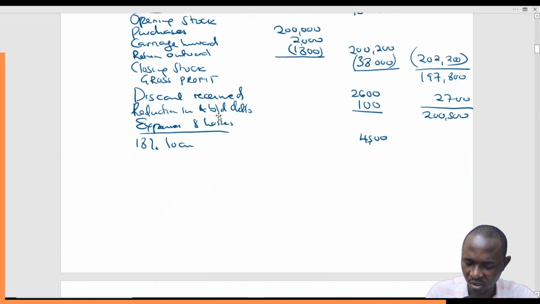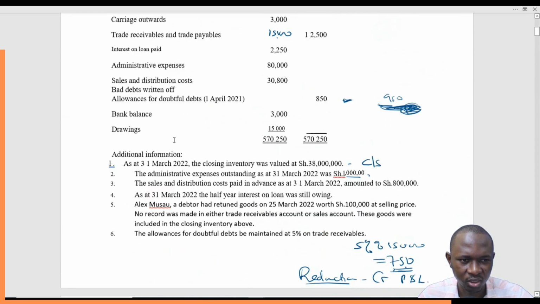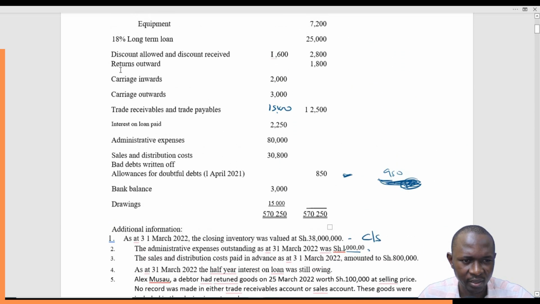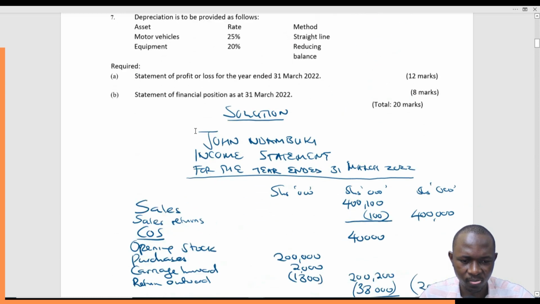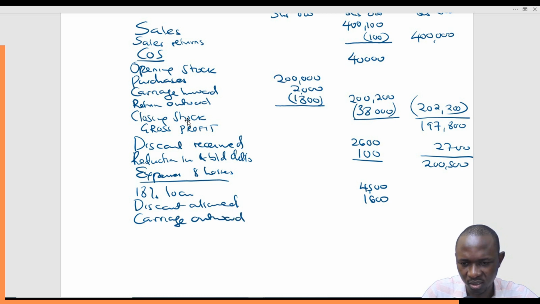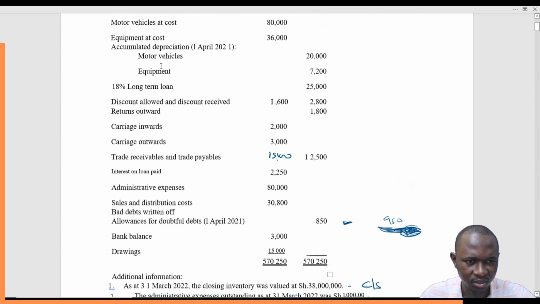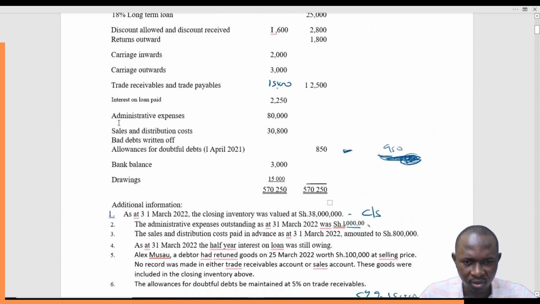Discount allowed 1,600. So we'll have discount allowed 1,600. Allowed is a loss, 1,600. Then go back, check. We have discount allowed. Carriage outward is 3,000. So we come here. Carriage outward is 3,000, like that. Then we go back, pick others. So carriage outward was 3,000.